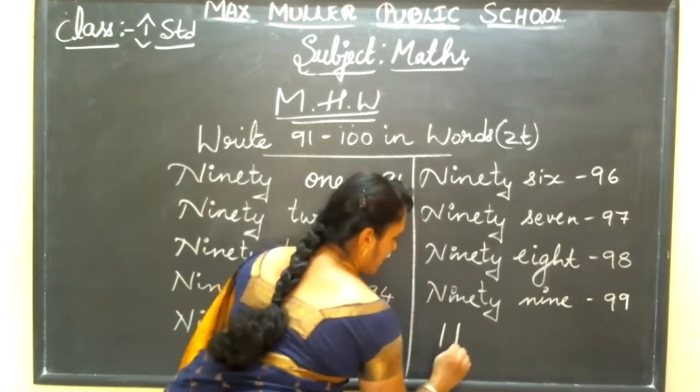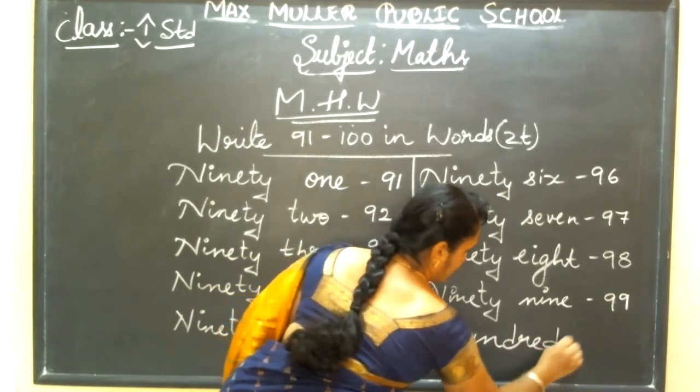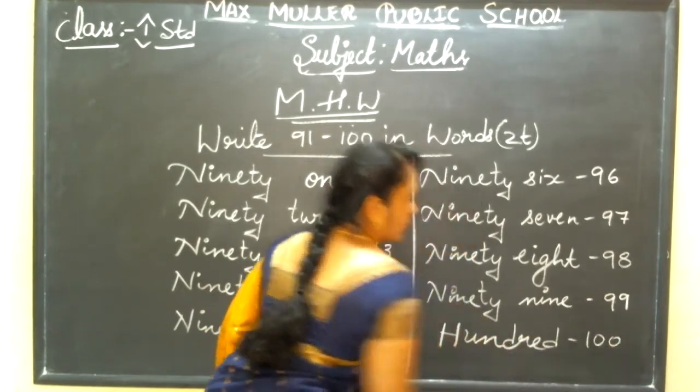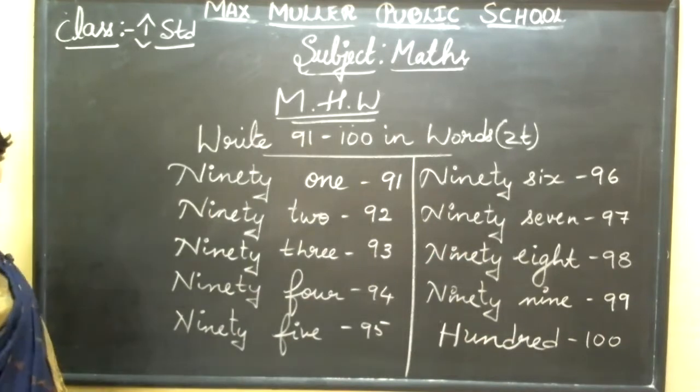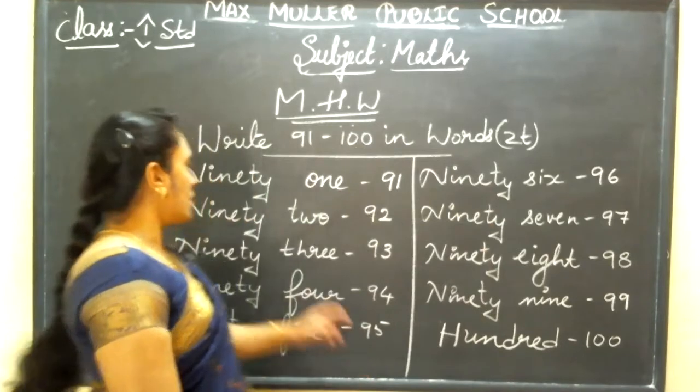100 spelling: H-U-N-D-R-E-D, hundred, 100. Okay, write. 91 to 100 in words.